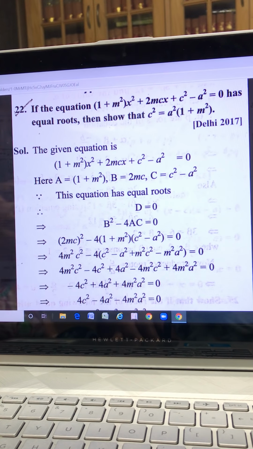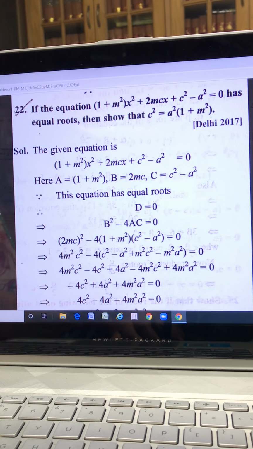Now see, when you read the question, you get the hint how to proceed. The question has given you that the quadratic equation has equal roots, and you know the condition for equal roots. What is the condition for the equal roots? That discriminant should be 0.